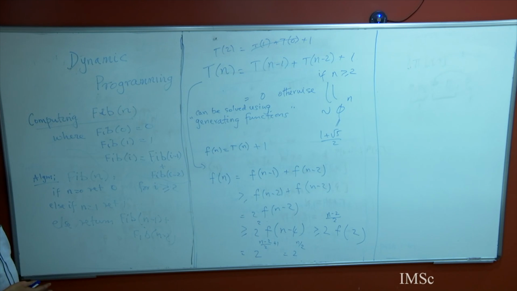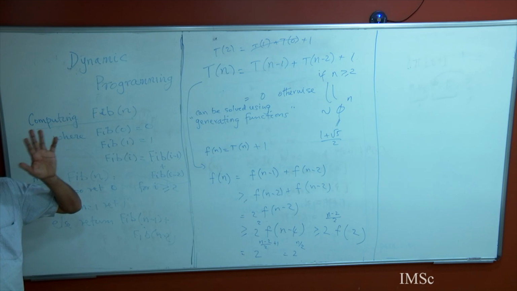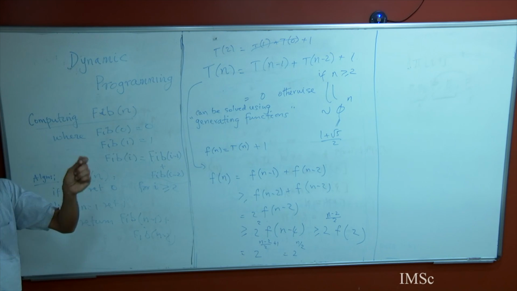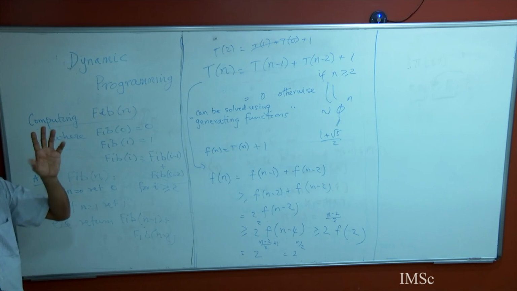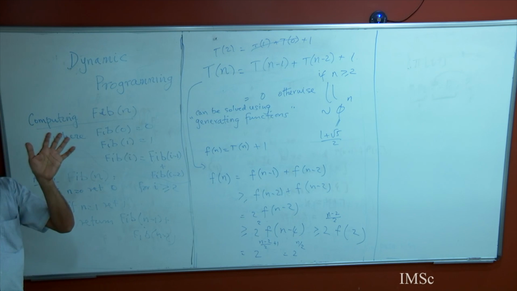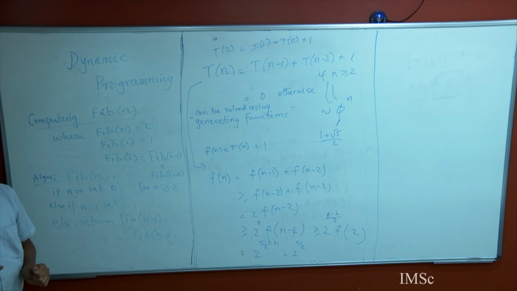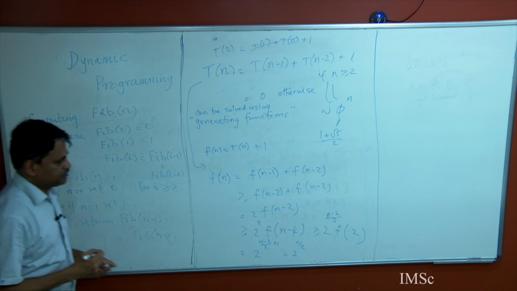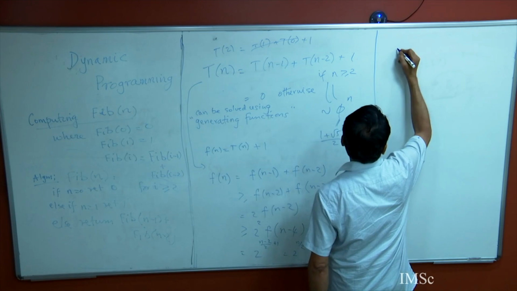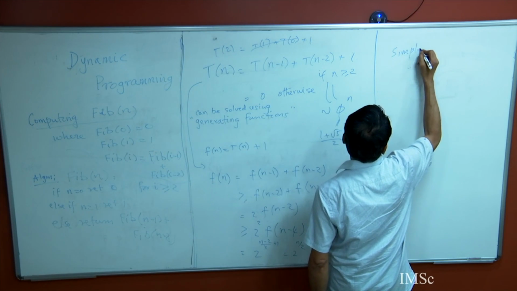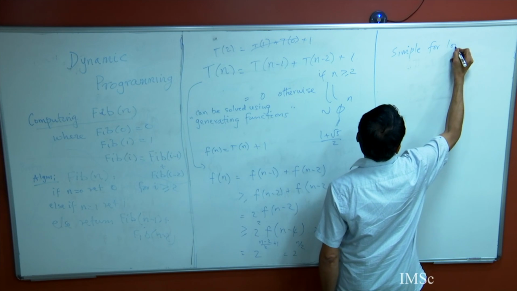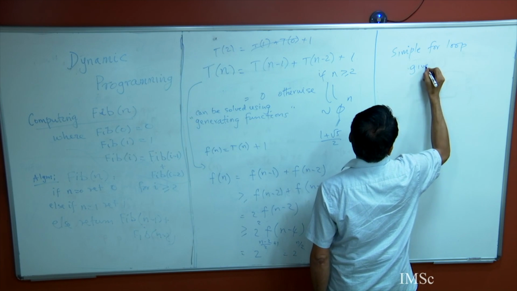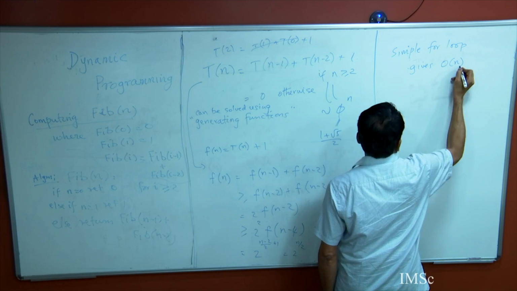Okay, so what is a better way to do it? Start from fib 0, fib 1, fib 2, just write a simple for loop and compute for i equal to 0 to n minus 1, take the last 2 terms and add them, and that will be like a linear time algorithm, right. So I'm going to just simply say simple for loop gives order n.